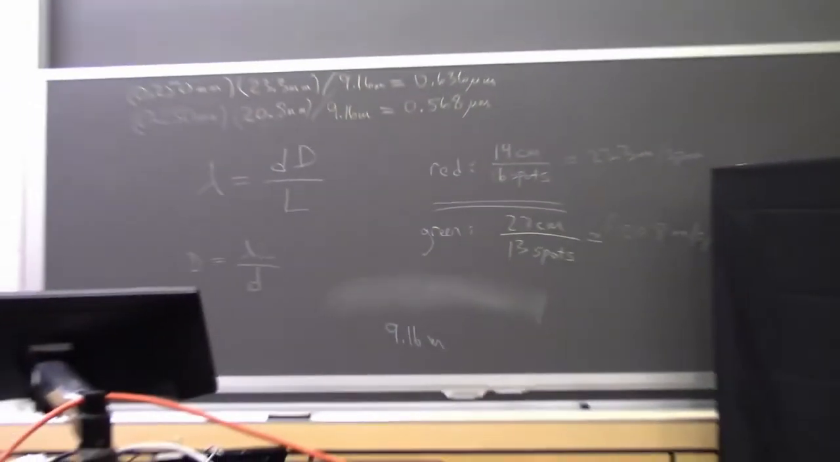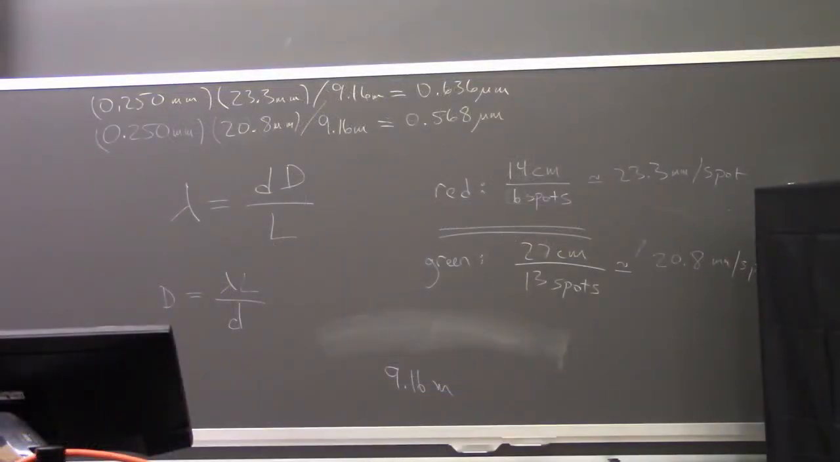Then what I wrote down on the board, for the red case, I measured 6 spots were 14 centimeters, so that's 23.3 millimeters per spot. For the green spots, I measured 27 centimeters for 13 spots, so that's 20.8 millimeters per spot. So you can see the green spots are narrower than the red spots once you count a bunch of them.